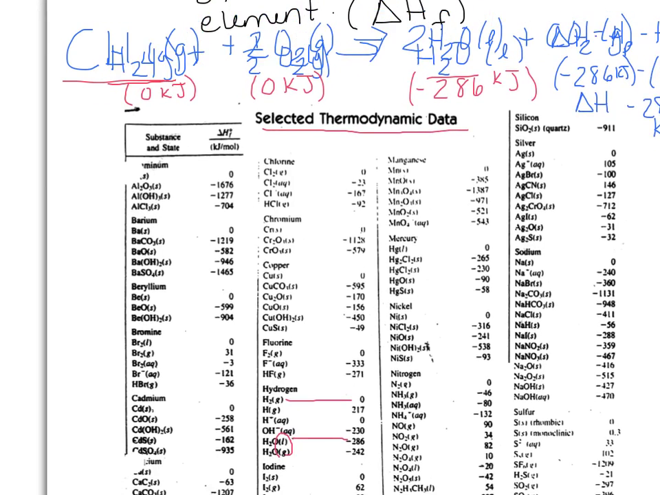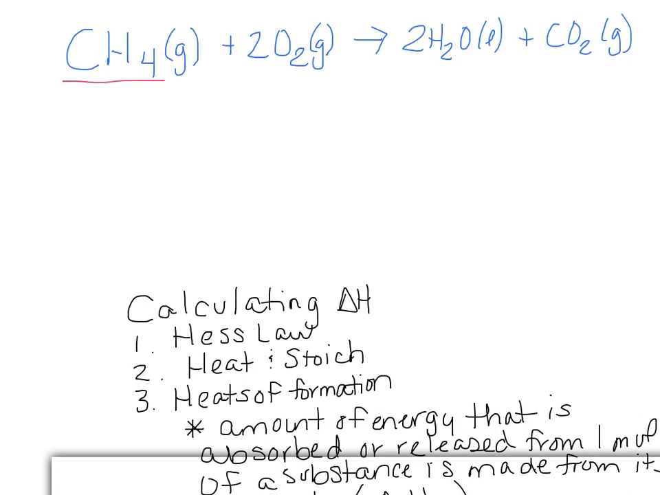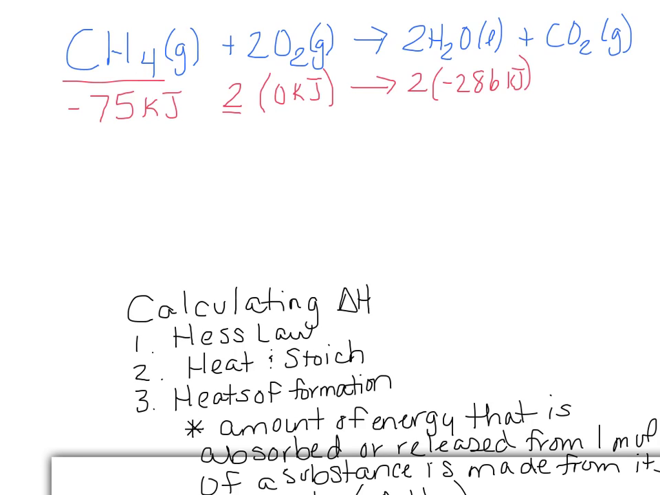Here's methane, CH4 gas, negative 75 kilojoules. Let's get back up to our work, and we have negative 75 kilojoules. We have oxygen, which we had in our previous example, which took 0 kilojoules, and we have 2 oxygens. On our product side, we have 2 liquid waters. From the previous example, we found liquid water to be a negative 286 kilojoules, and remember, you have 2 waters.